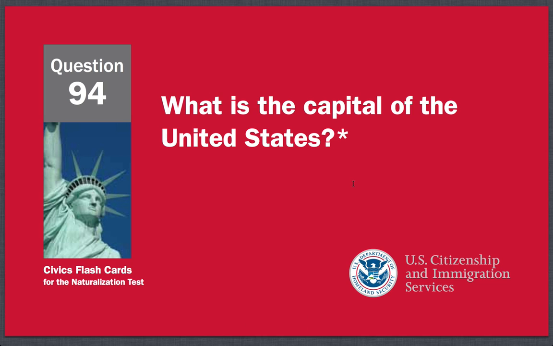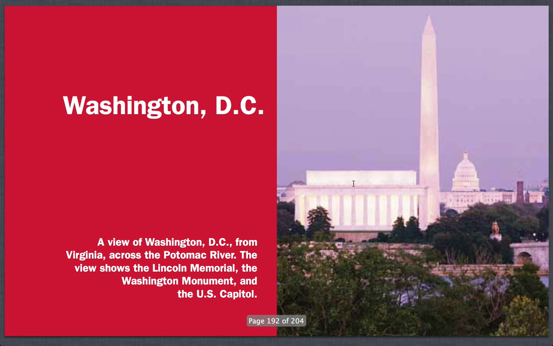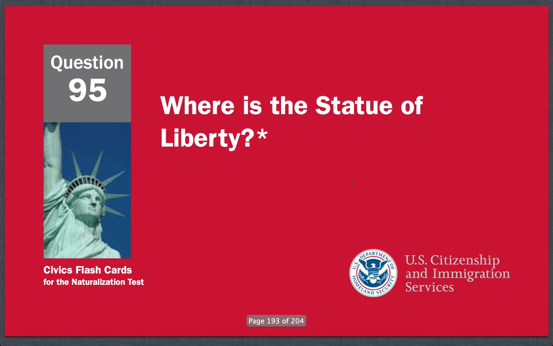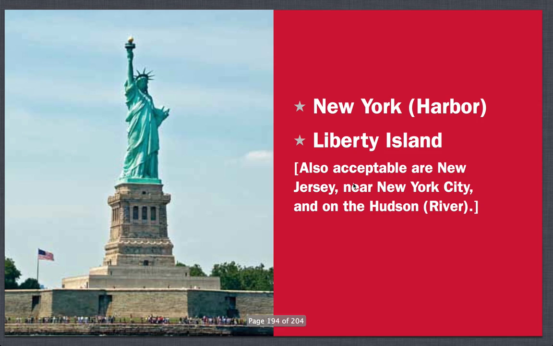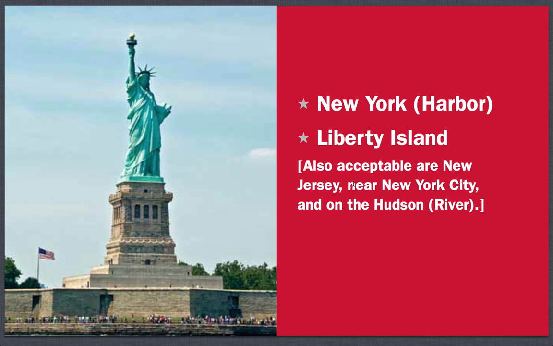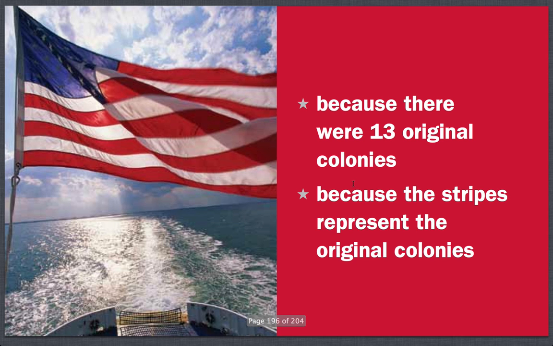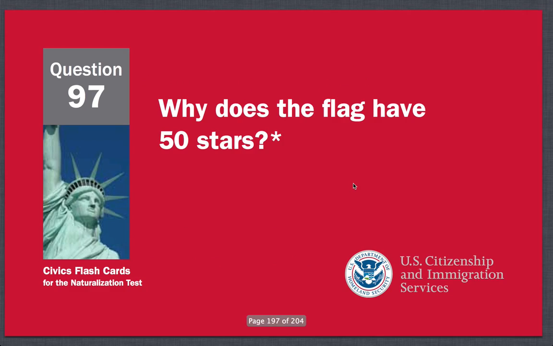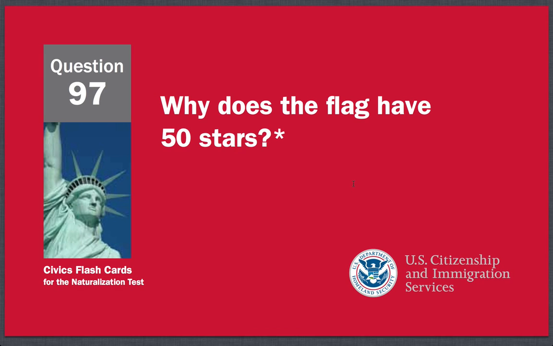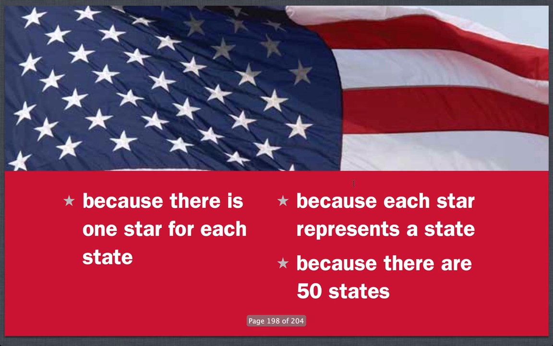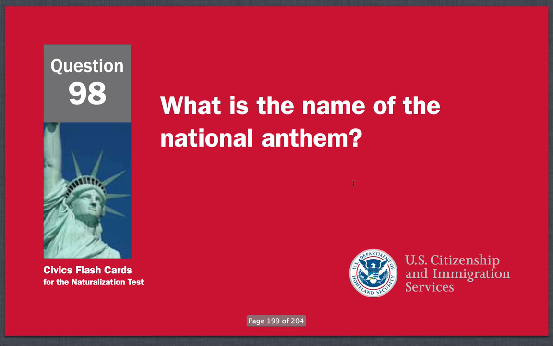What is the capital of the United States? Washington, D.C., and D.C. stands for District of Columbia. Where is the Statue of Liberty? It's in Manhattan, actually, in New York, and you say New York, don't say Manhattan and Liberty Island. Why does the flag have 13 stripes? Because of the 13 original colonies; the stripes represent the original colonies. Why does the flag have 50 stars? Because we have 50 states, one for each state.